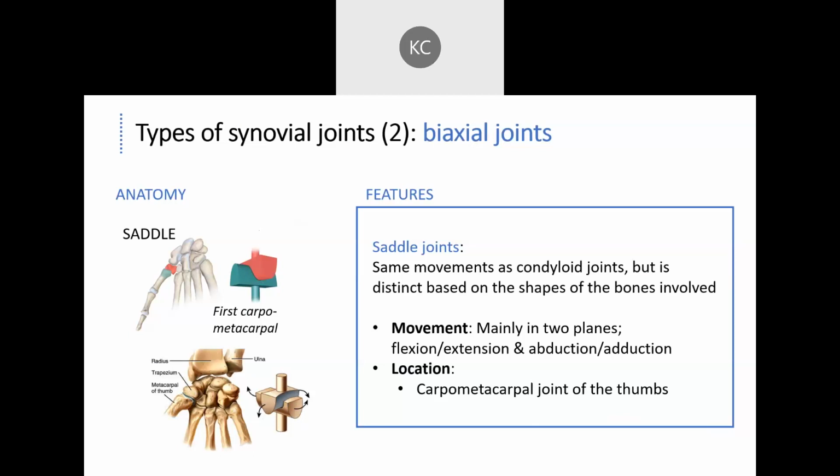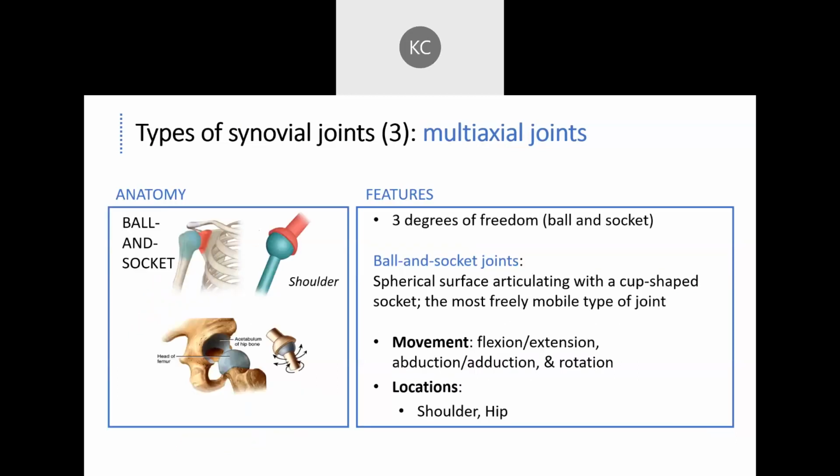This again allows for 2 planes of movement, 2 axes, 2 degrees of freedom. You get flexion and extension, and you also get abduction and adduction. So when you put those together, you can also get circumduction, okay? But the circumduction is a result of the flexion-extension axis and the abduction-adduction axis. So the carpometacarpal joint of our thumbs, okay, so of the pollex.